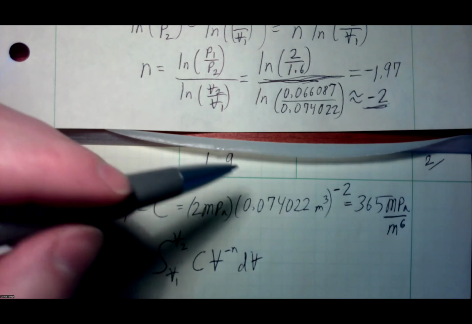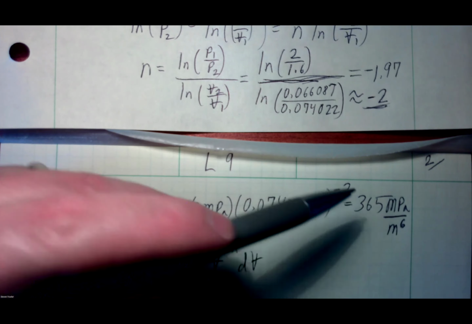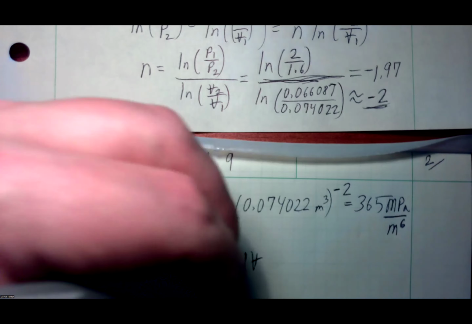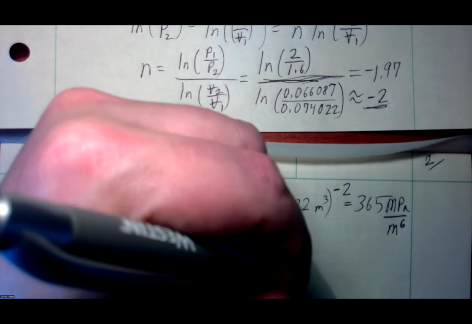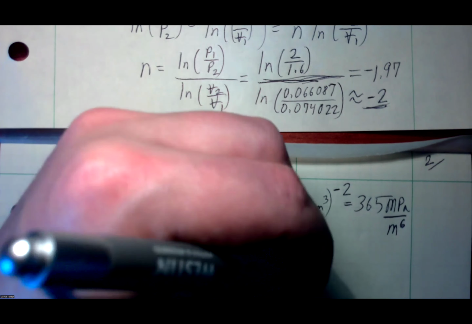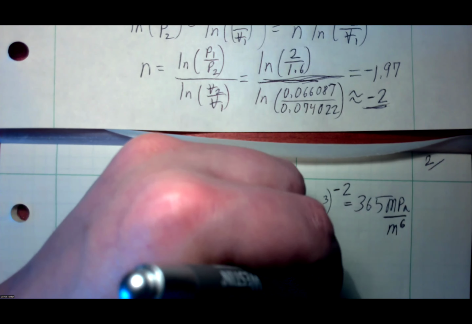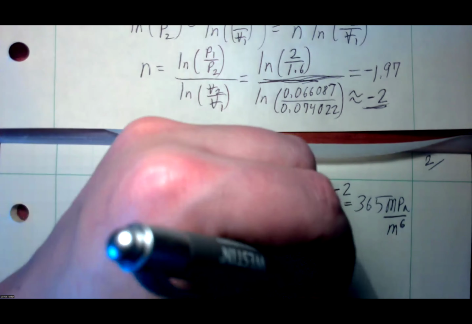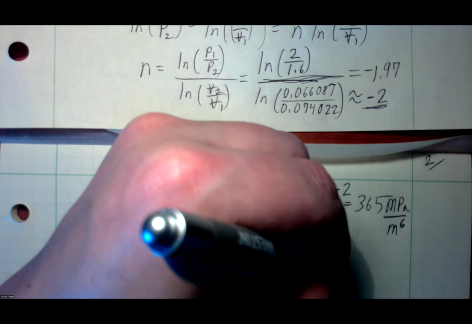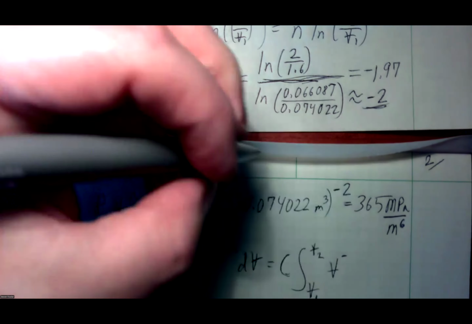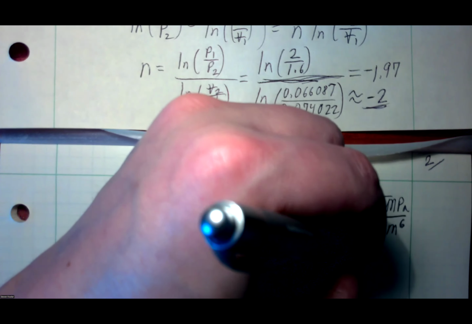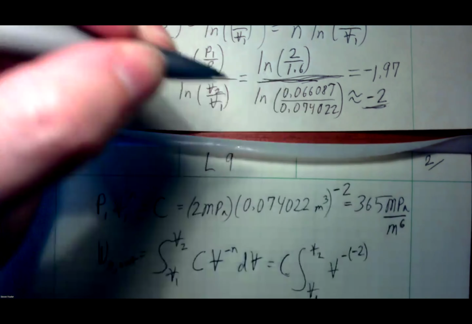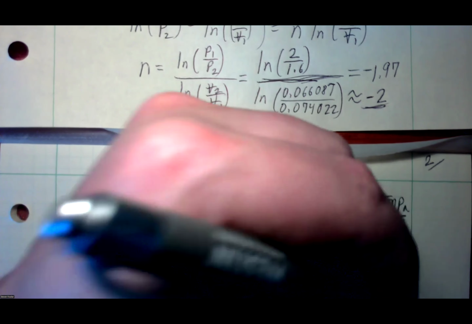So I'm going to plug in here. I have a value for C. Rather than plugging that in, I'm going to pull that out of the integral. It'll be C. I will plug in my value for n though. So I'm going to have V1 to V2, V to the minus, and I'm going to plug in n, which is a minus 2, with respect to volume.